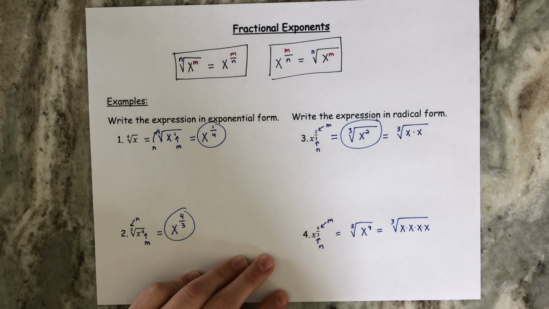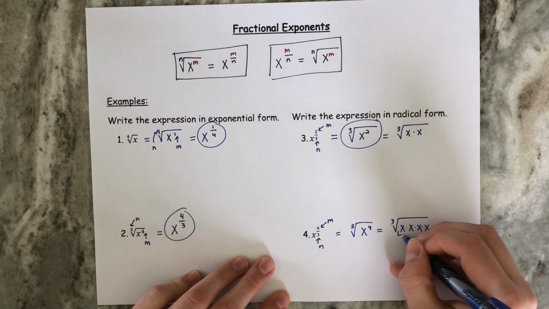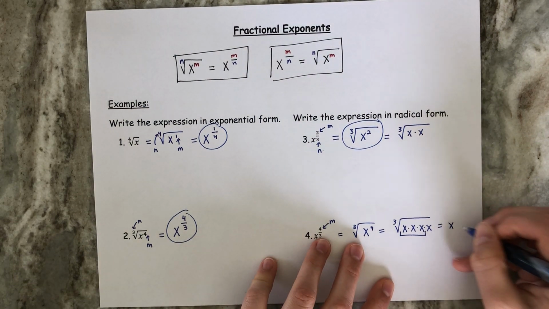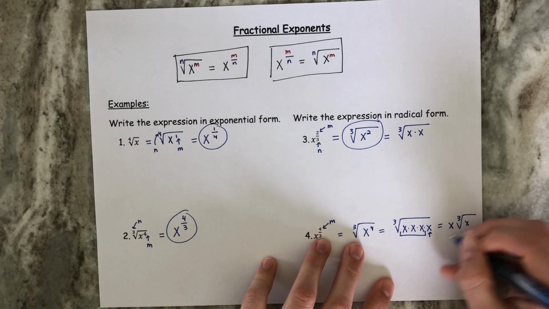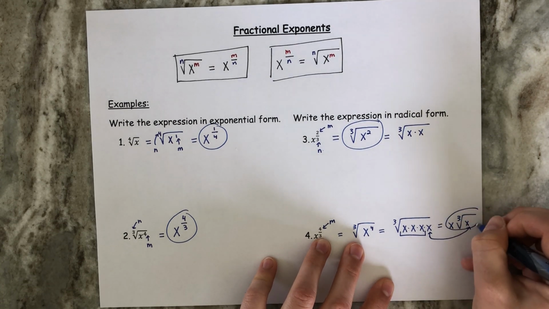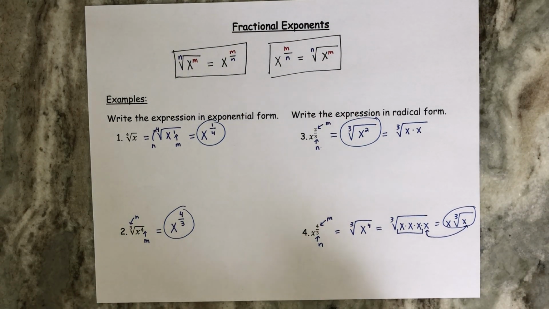I have 4 of them. I have a cube root, so I need 3 of a kind. I have 3 x's right there. So I'm going to take out an x, and I'm left behind with the cube root of this leftover x. So that's where that one comes from. So my answer is x cube root of x. So that's generally how we use this rule for going from exponential to radical form.